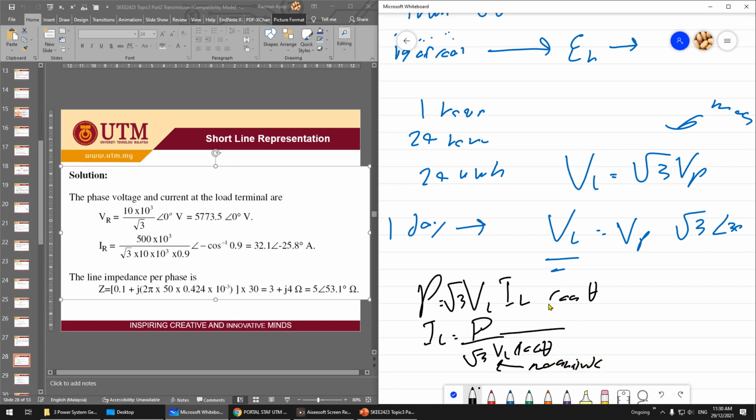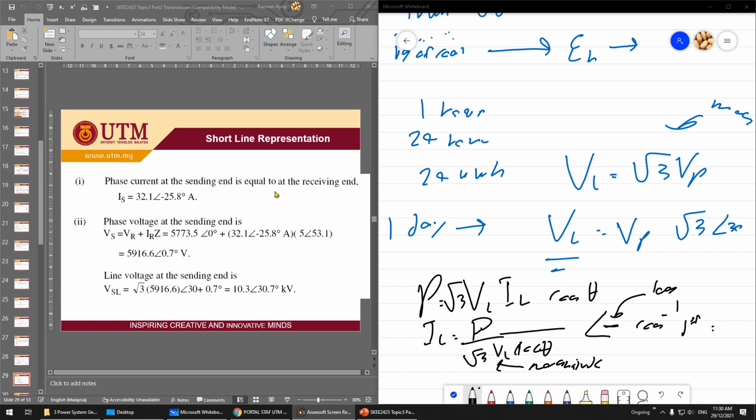Make sure you be careful, and of course the angle you have to add negative. For lagging you have to add negative, cos inverse power factor. Make sure you know how to do this. So you have this.